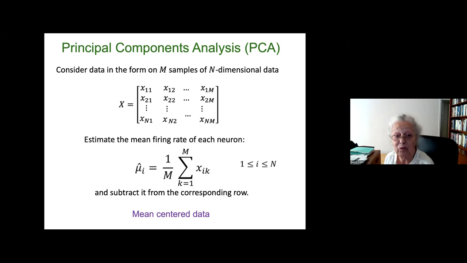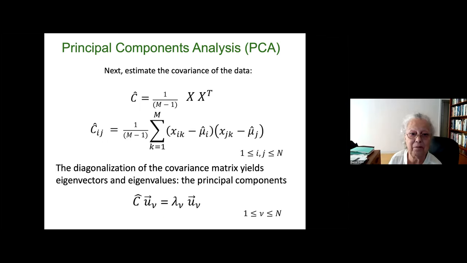So I subtract that mean from the corresponding row. I end up with a matrix exactly like this one, but now mean-centered. I have subtracted the mean. And from now on, for the rest of the talk, I'm going to assume that you always do that. That's the first thing that you do to your data. It's not a complete whitening. I'm not dividing by the variance, but I'm centering the data, subtracting the mean.